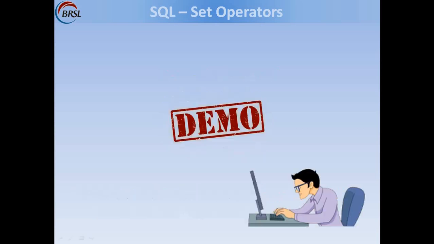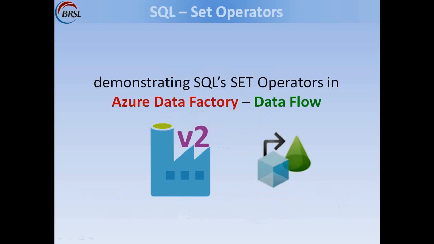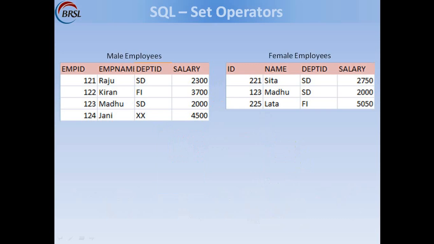Now let us see the practical example of implementing these set operators in Azure Data Factory data flow. For this, I am considering datasets male employees and female employees. Each of these datasets contains 4 columns: employee ID, employee name, department ID, salary. Spelling of these columns in both datasets are different, but metadata is compatible.